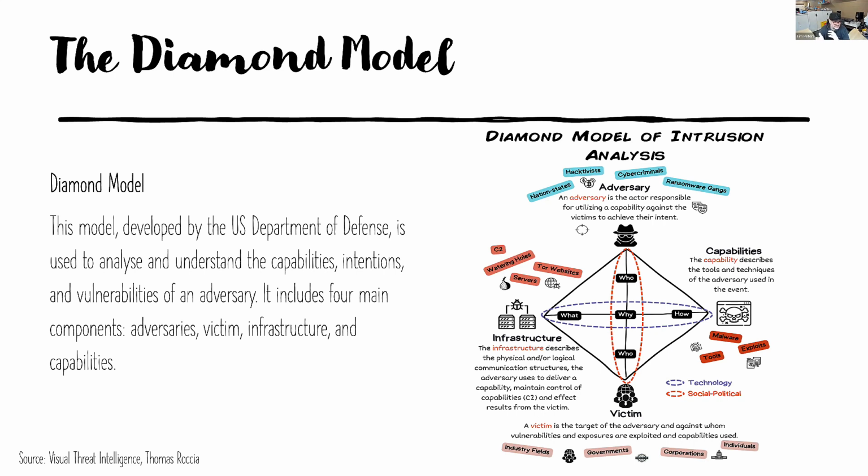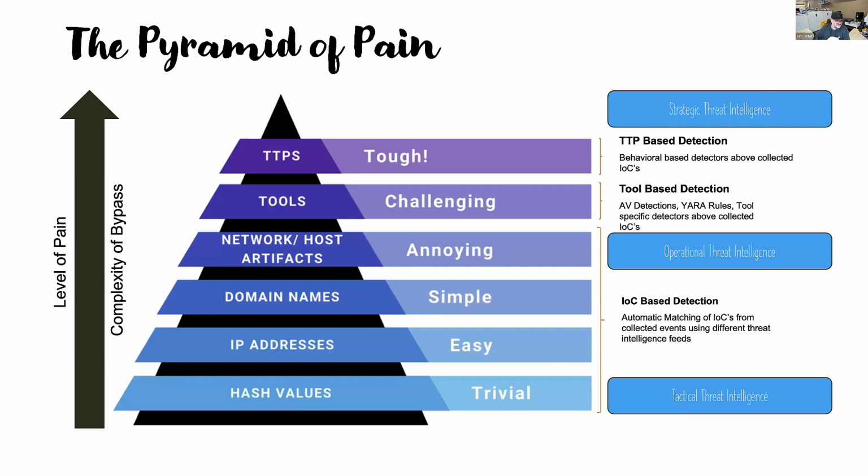But where we're focusing on the adversary, we're focusing on the victim, we're focusing on the infrastructure, and we're focusing on the capabilities. So really, we're trying to bring all of that together to understand how a threat actor would go about their business. So keep that in mind when we start to then try to overlay the diamond model in the pyramid of pain. And if this is something that you're familiar with, it's looking at the complexity of bypassing existing detection controls.